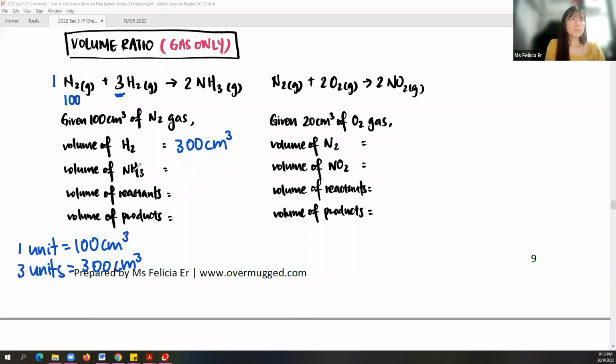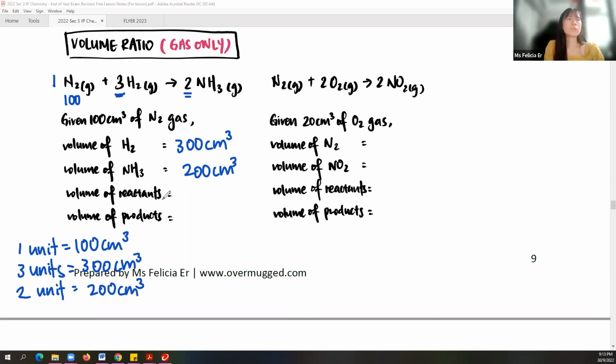Okay, then next is NH3 is 2 units. Then do your simple math again. 1 unit is 100, 2 units will be 200. Yeah, so you see, don't need to use mole formula at all. You just directly use ratio, it will do.